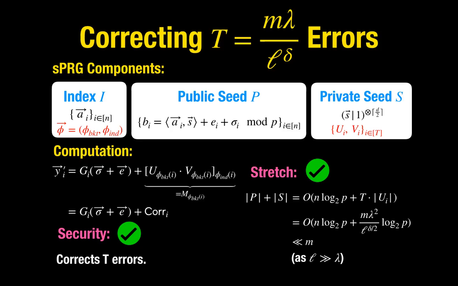is going to have these monomials of degree d by 2, that we have already shown is proportional to n log p. The only new thing is the size of these matrices U_I and V_I. So there are capital T matrices, and each of them has size root L to the delta times lambda. Therefore, the total size of the private seed is something like m lambda squared divided by L to the delta over 2 log p.